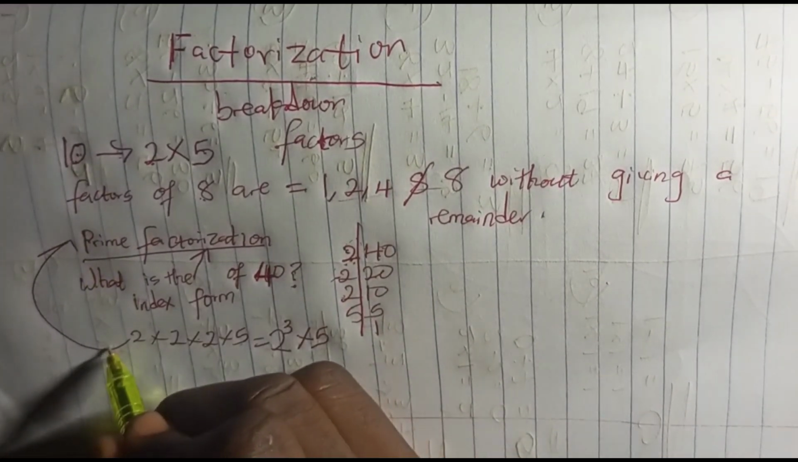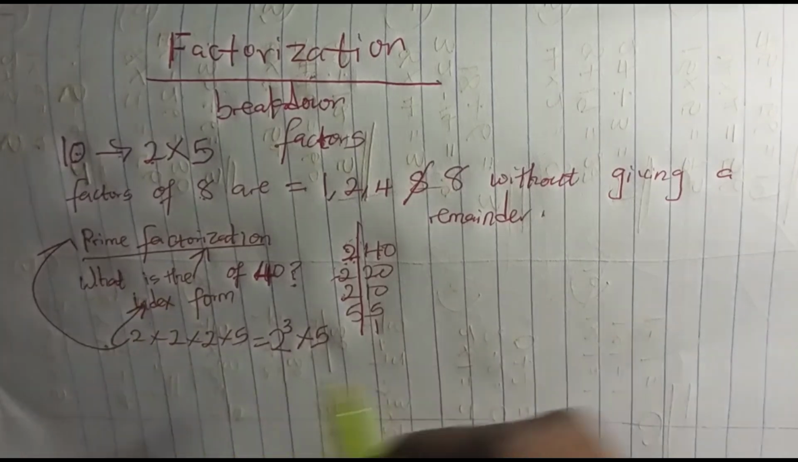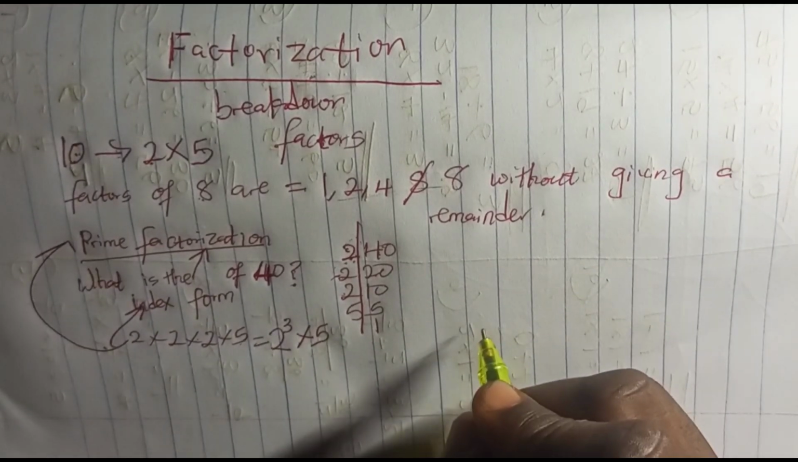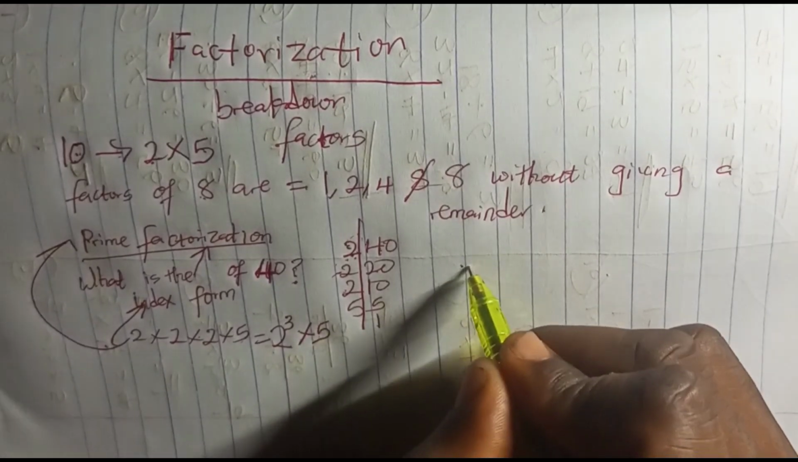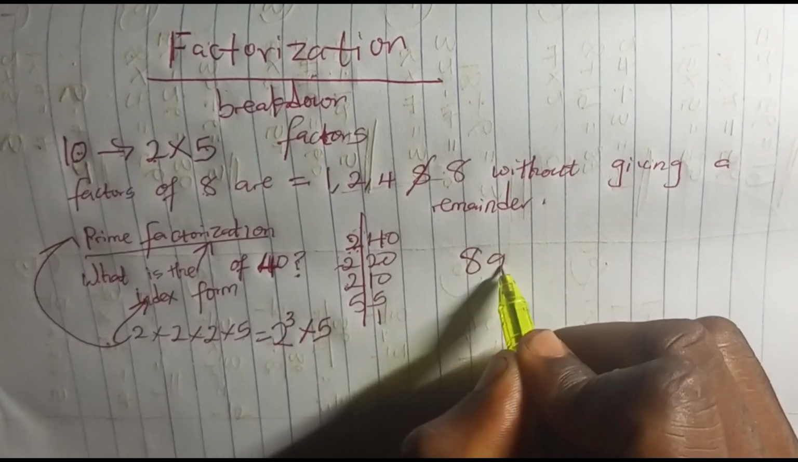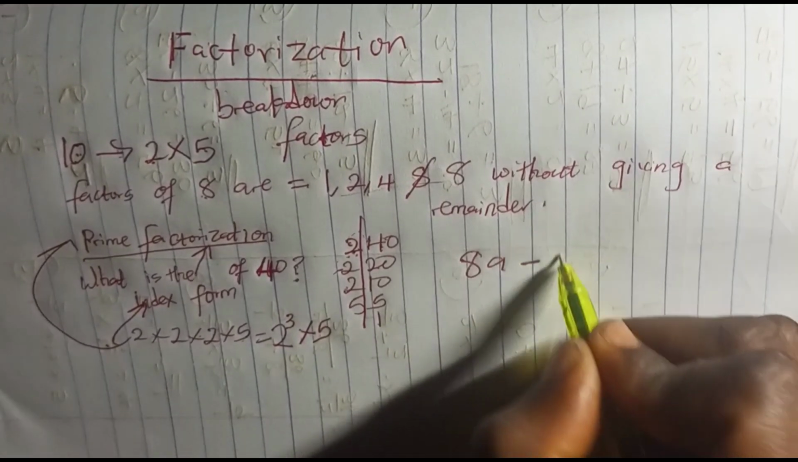So, prime factorization is actually talking about writing a particular number in index form. And writing it in index form, you have to use prime numbers. The base is 2 raised to power 3 times 5.